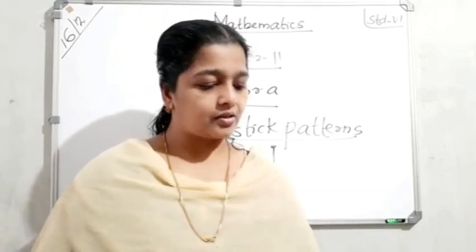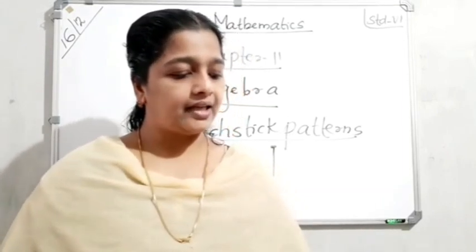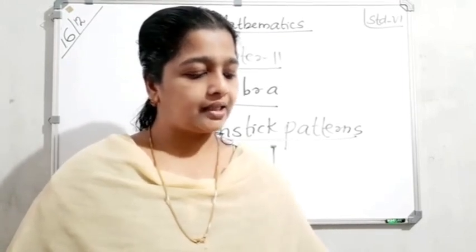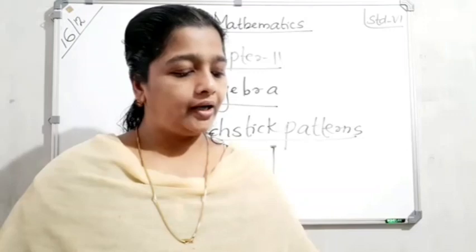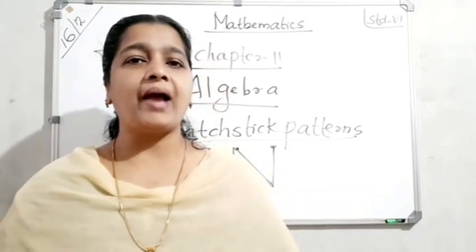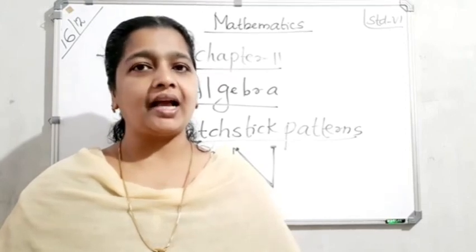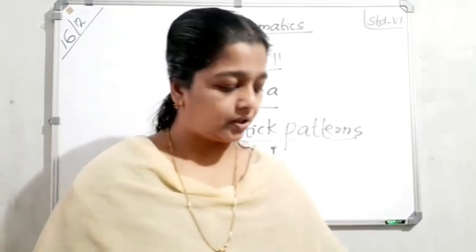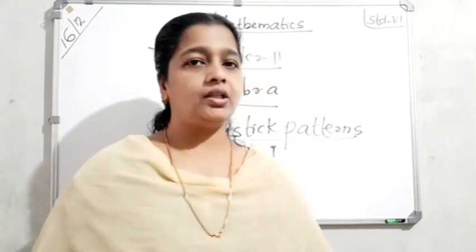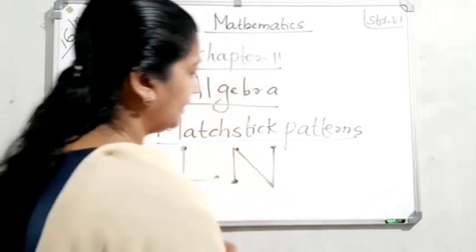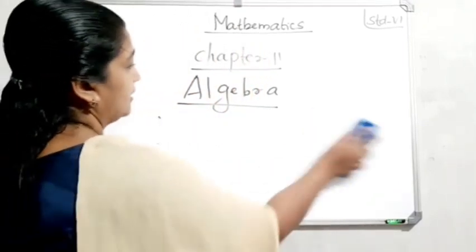Then next, Sarida also picks 2 sticks and another letter L. Then plus it takes the next 1 made by Amina. Clear? So this is a matchstick pattern. So using matchsticks we can prepare some patterns also. So here in your textbook, page number 222, on the top one pattern is there. Clear? Matchstick patterns.